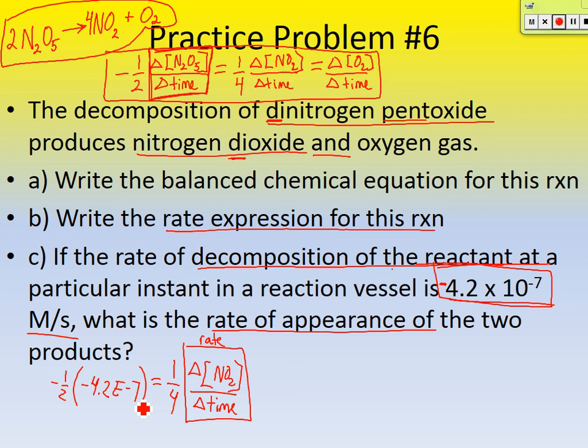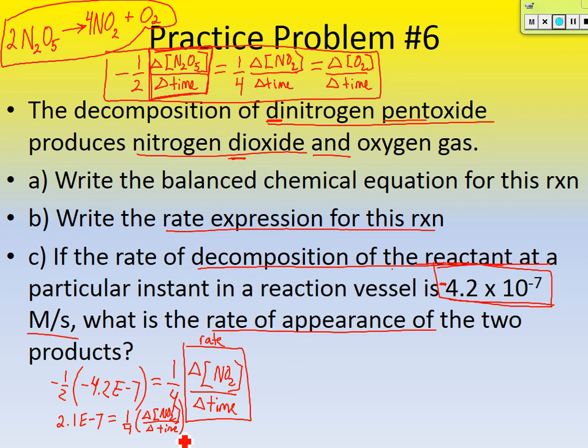And switch it to scientific notation. Guys, you'll make a lot less errors if you do that. So I'm getting this number. So 2.1 times 10 to the minus 7th is equal to 1/4 times the change in concentration of NO2 over the change in time.